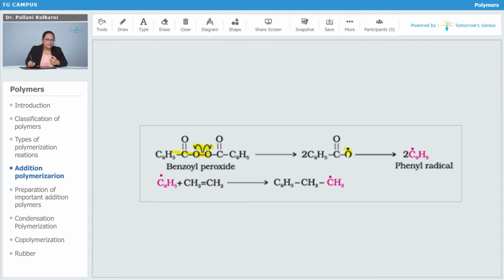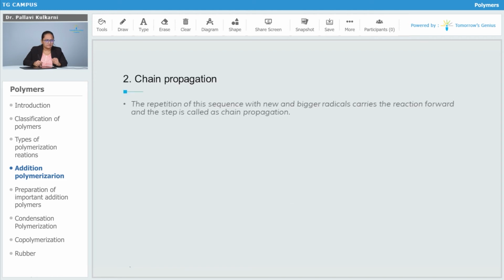So, we are getting here the benzoyl free radical in which a single electron is present on the oxygen. This benzoyl free radical will lose a carbon dioxide molecule and will generate two phenyl radicals. These phenyl radicals are going to attack the reactant, that is, an alkene, ethene in this case, and we are getting a new radical in which the phenyl group is now attached to the ethylene group.